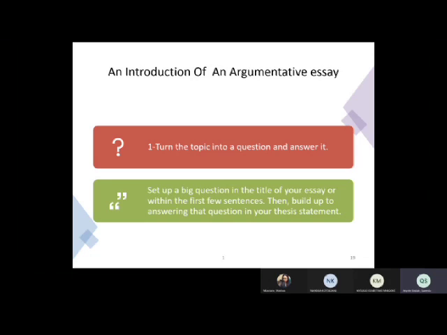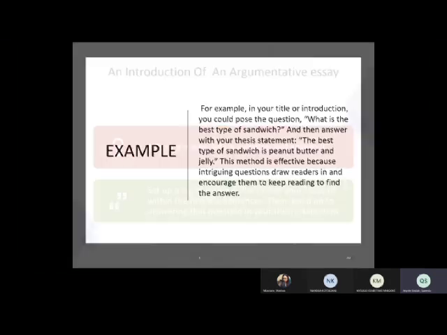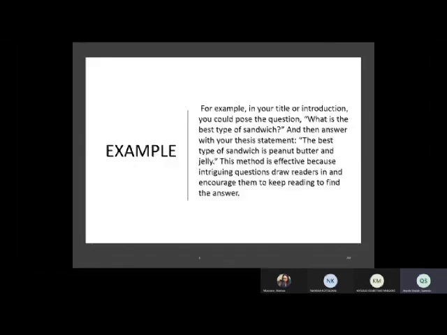So the first thing you can do is turn the topic into a question and answer it. So set up a big question in the title of your essay or within the first few sentences, then build up to answering that question in your thesis. So for example, in your title or introduction, you could pose the question, what is the best type of sandwich?